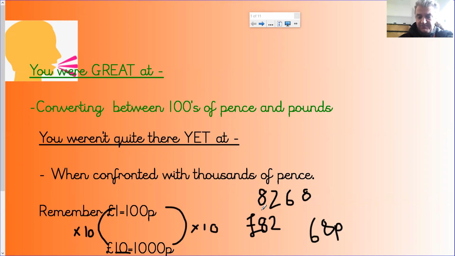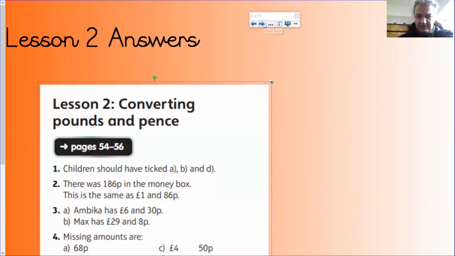Therefore, 8,000 pennies would be 8 times bigger than 10, which is £80. I know that 200 pence is £2. That would be £82, leaving me my 68 pence left over. That's probably a bit more year 4 and year 5, but there was a question where it brought in 1,000 pence. Okay, let's go to my next slide.